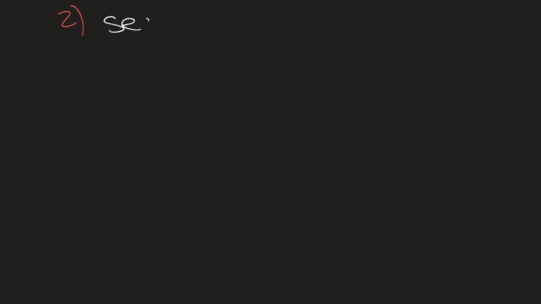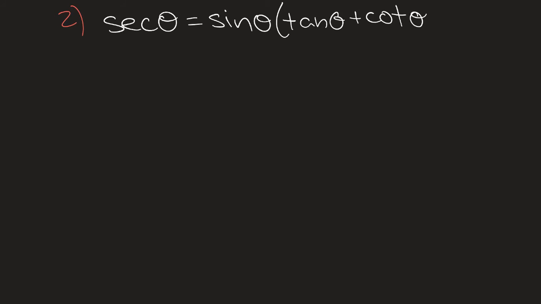We've got secant theta is equivalent to sine theta times tan theta plus cotan theta. Now, the first 2 problems we did, that left-hand side was the nice side that we wanted to work with, and the right-hand side was our box. However, this secant theta is now going to become our box, because if we tried starting with that, we wouldn't know where to go. Whereas if we start with our sine, we will know exactly where to go once we distribute that sine.